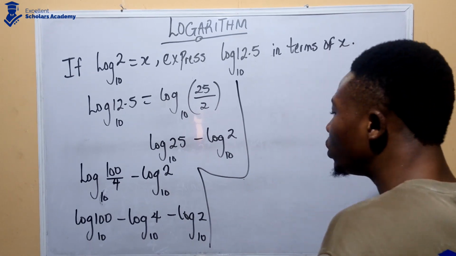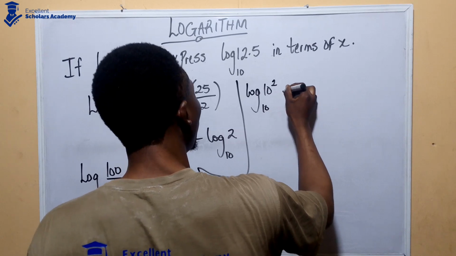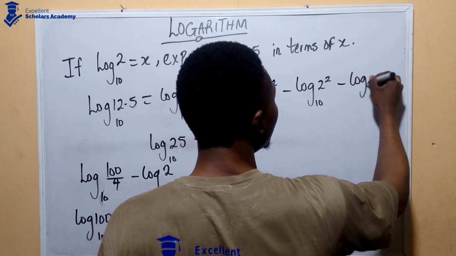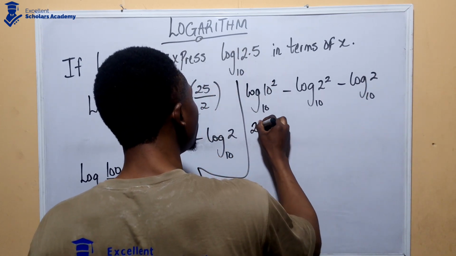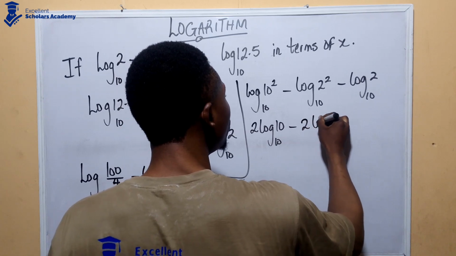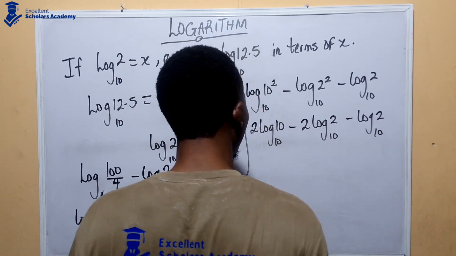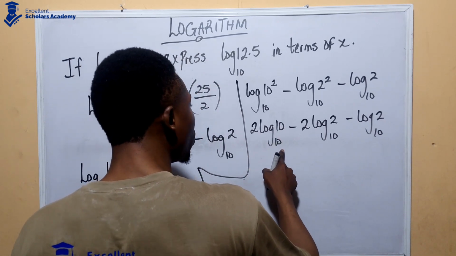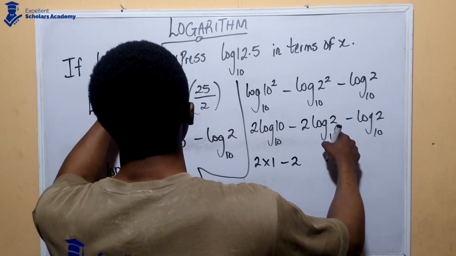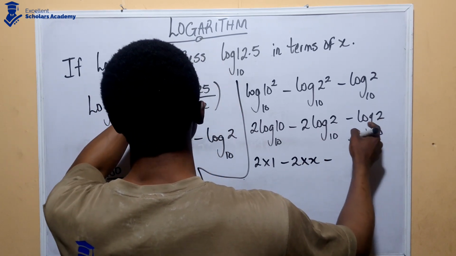So we move on. This becomes log 10 to the power of 2 base 10 minus log 2 to the power of 2 base 10 minus log 2 base 10. Take the powers behind, it becomes 2 log 10 base 10 minus 2 log 2 base 10 minus log 2 base 10. Now log 10 base 10 of course is 1, so that's 2 times 1 minus 2 times log 2. Now log 2 is given to you already as x.